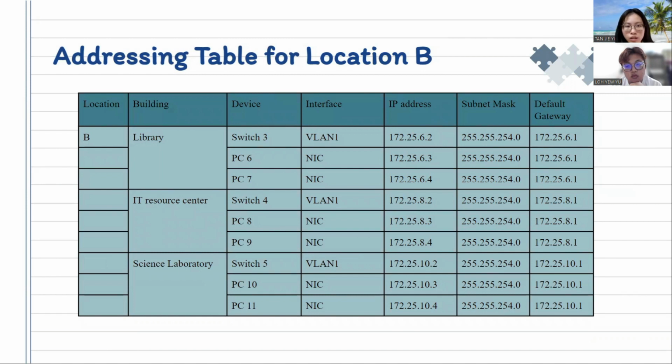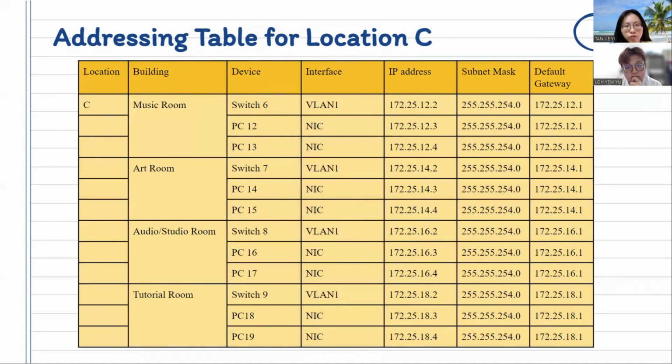And this is the addressing table for location B. The calculation is mostly the same as the router and location A. This is the addressing table for location C, which has 4 buildings in it: music room, art room, audio studio room, and tutorial room.